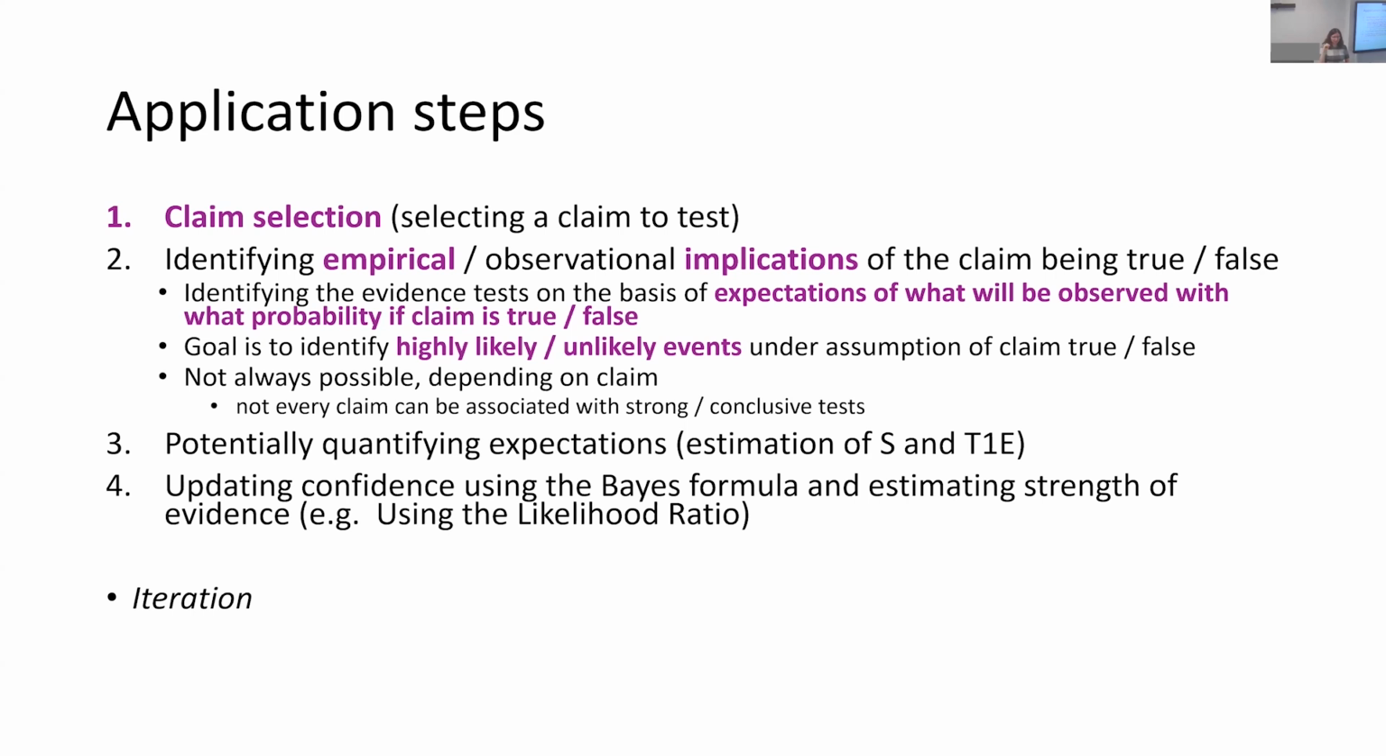And the goal is to identify highly likely events or highly unlikely events under the assumptions that the claim is true or false. Specifically, highly likely events if the claim is true, and highly unlikely events if the claim is not true. This is not always possible. So there are some claims that are difficult to test in this way, difficult to associate with conclusive tests. But if we do, then we can use the Bayes formula to update our confidence in the theory. And so what this means is that we can formally measure the strength of evidence. We can compare strength of evidence for different claims.